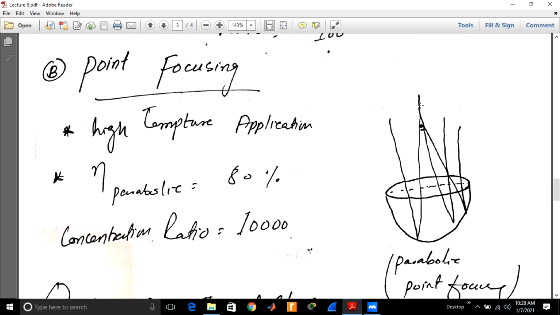Suppose we want to focus all the radiation at that point, this specific point. In this case, we will use some reflectors like this. All the radiation that comes here will be focused toward just one point. And you know that there are two types of mirror. One is called concave mirror and one is called convex mirror.